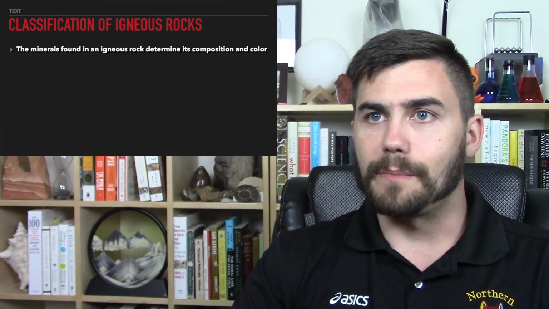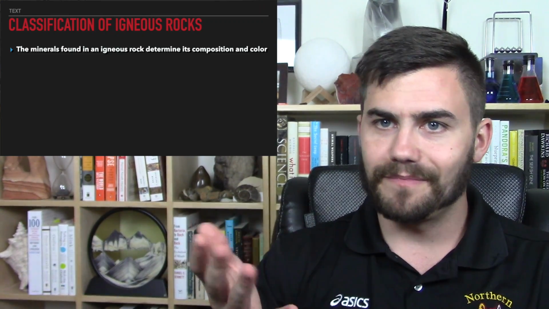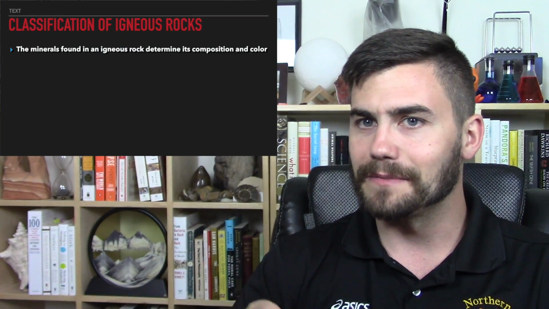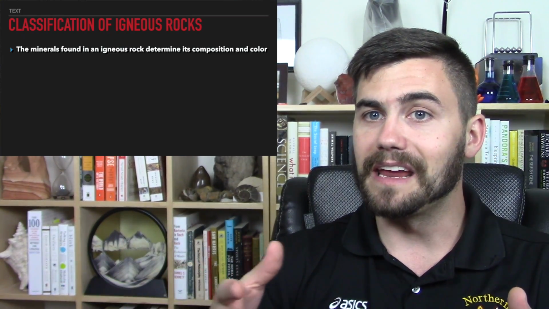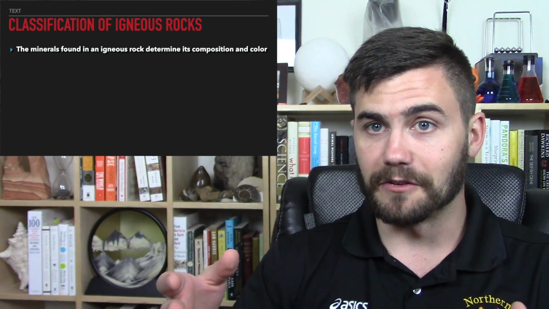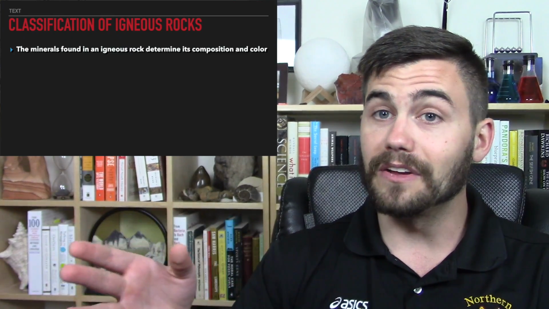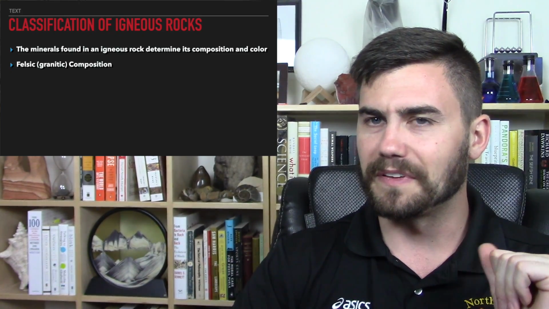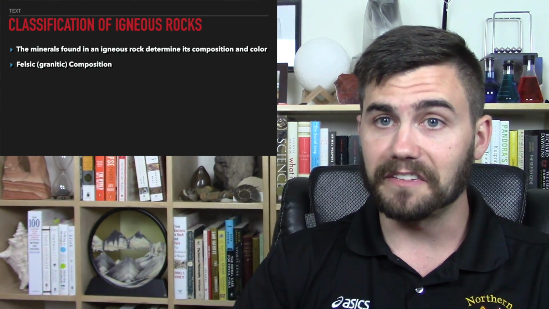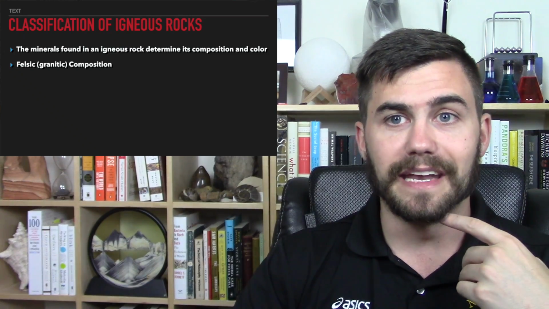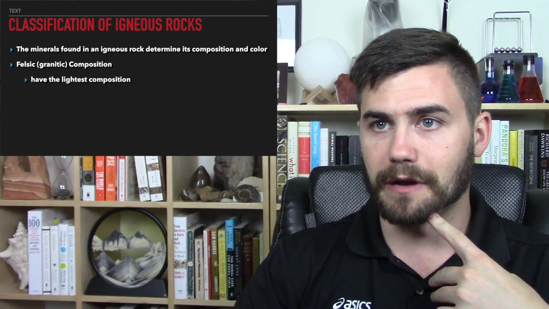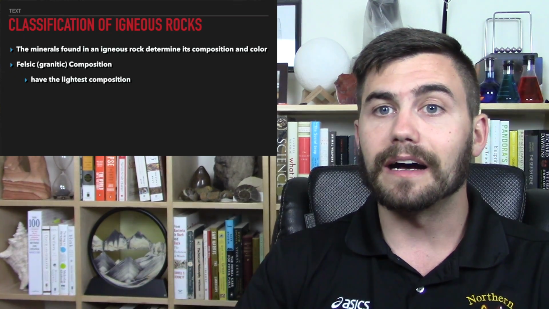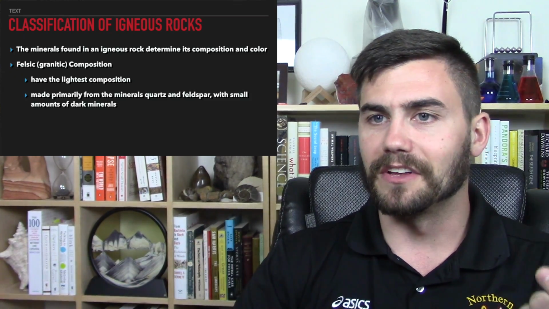Now, moving on to composition, the minerals that we find in igneous rocks determine their composition, and to a certain extent, color can be, and by color we really mean lightness or darkness, a pretty good indicator of the composition, but not in 100% of the cases. So felsic, otherwise known as granitic composition igneous rocks, have the lightest composition typically, although I'll tell you what I mean.